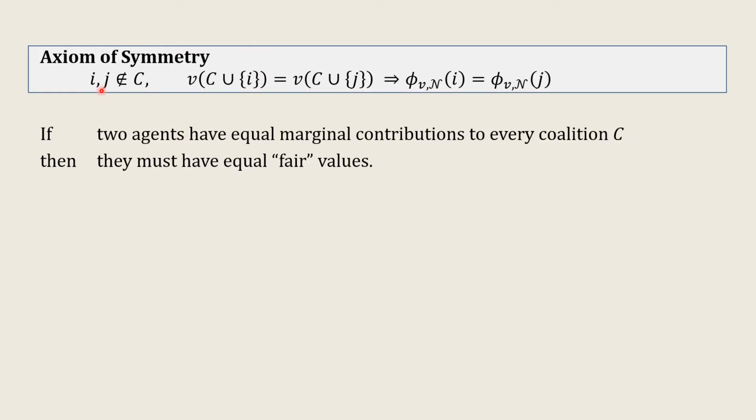Axiom of symmetry. Suppose I and J are two agents, then for every coalition C, let this be the case, the marginal contribution of agent I and the marginal contribution of agent J to every such coalition is the same. They're identical always. Then the phi of I must be equal to phi of J. Now there's a little discrepancy here. I've said value of C union I and value of C union J here. Here it's written marginal contribution. All you have to do is subtract value of C from both sides and then you'll get the marginal contributions. So it's the same thing.